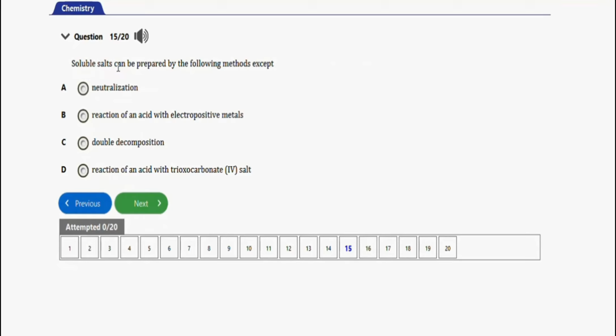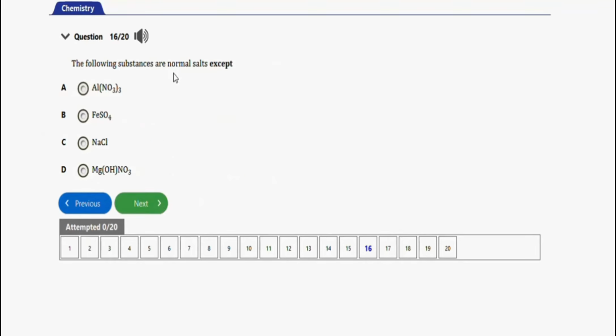Next question. Soluble salts can be prepared by the following methods, except... since it's a soluble salt, it can be prepared by all except double decomposition. Option C, the right option. Next question. The following substances are normal salts except, so this one has an OH hydroxy group in it, so it will be the answer. Magnesium hydroxy nitrate is a basic salt. Next question. The common method of preparing soluble salts is by... guys, take note of this question. Double decomposition is the common method of preparing insoluble salts.